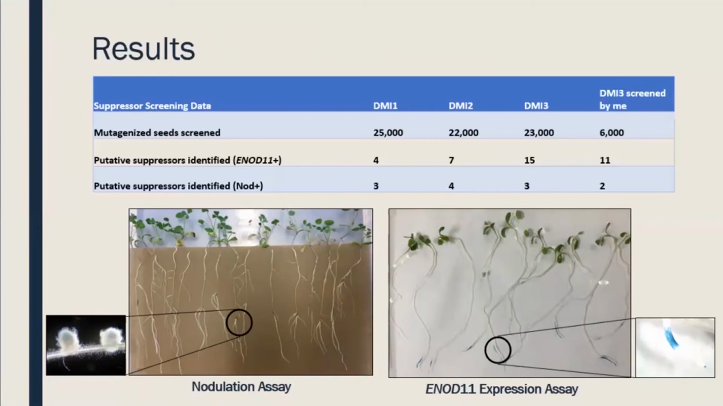Above is a summary of my screening data. This is an ongoing project that many students have worked on. In total, we've screened 25,000, 22,000, and 23,000 mutagenized seeds for genes DMI1, 2, and 3 respectively. My contribution is solely to DMI3, where I've screened a total of 6,000 seeds and found 11 putative suppressors for E011 expression and 2 putative suppressors for nodulation.